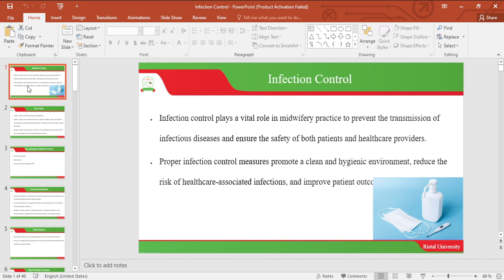This afternoon, we are going to discuss infection control. And then let's look at the introduction of infection control. Infection control plays a vital role in midwifery practice to prevent transmission of infectious diseases and ensure the safety of both patients and healthcare providers. Proper infection control measures promote a clean and hygienic environment, reduce the risk of healthcare associated infections, and improve patient outcomes.